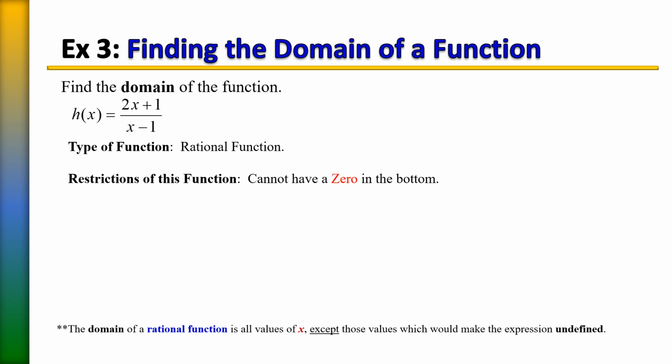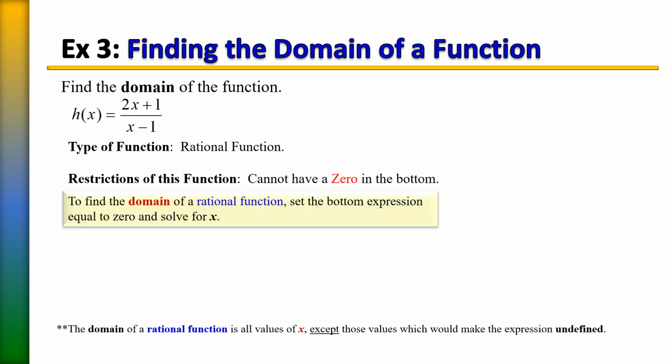So all you have to do to find the domain is simply to take the bottom and set it equal to 0, and that will tell you what number you're not allowed to plug in. So x minus 1 equals 0. To solve this for x, all we have to do here, as you can see, is simply add 1 and x equals 1. So that means I can plug in any number in the world into this function, but the one number I cannot plug in is 1.